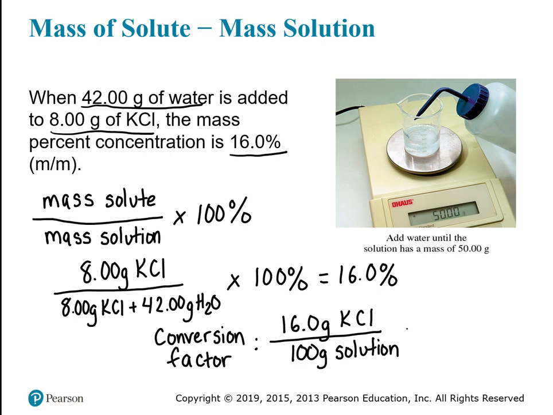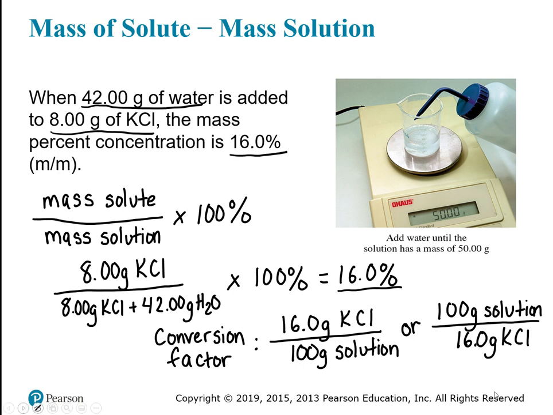The other conversion factor is to just flip this upside down. You could put the mass of the solution on top and the 16 grams of KCl on the bottom. So that's how you take this percentage, the mass percent, and write it as a conversion factor. We're going to use that a little bit later.